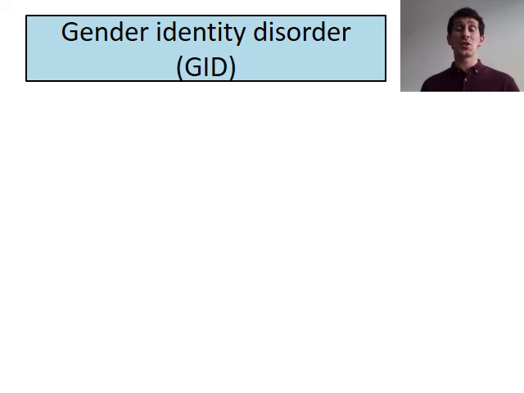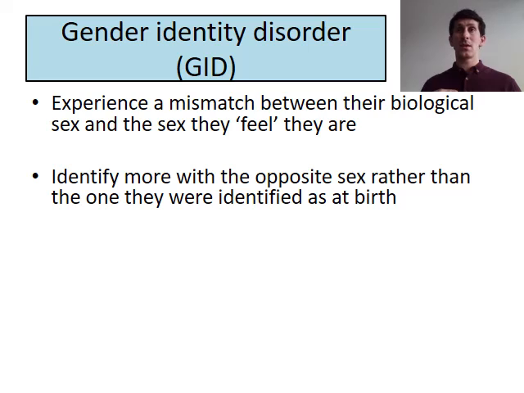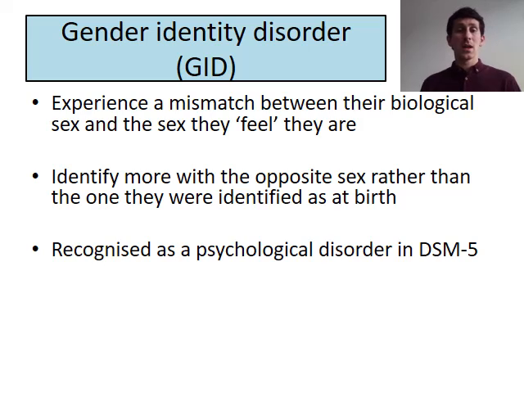So what is GID, or gender identity disorder? Well, it's where someone experiences a bit of a mismatch between their biological sex and the sex they feel they are. So it might be born male, but I feel like a female. I'm born female, but I feel like a male. That would be gender identity disorder. It's where they identify with the opposite sex rather than the one they were identified as at birth. So they always identify with the opposite sex. And it is recognised as a psychological disorder.